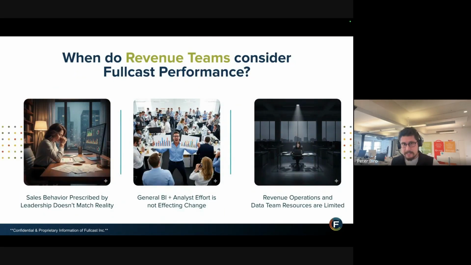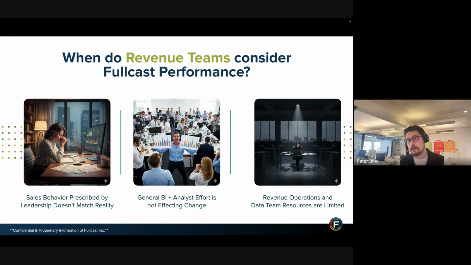So let's take a step back and talk a little bit about when revenue teams would actually consider purchasing the product I'm about to walk you through today. Generally, there's kind of three themes that we see of like, okay, it's time to try something different. The first being budgets are tight. Revenue operations and data resources are generally limited in a lot of organizations.